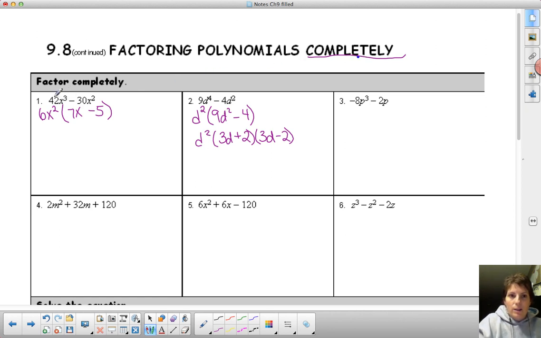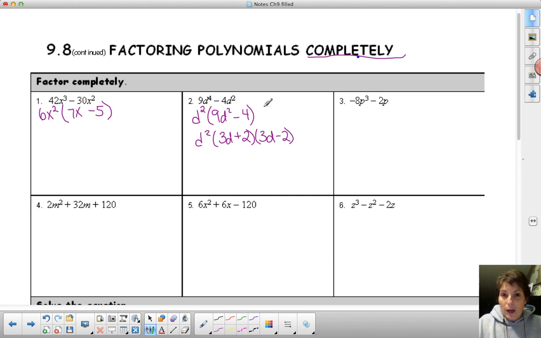In number 1, 42x to the third minus 30x squared. Well, the x squared stands out, and 42 and 30, the biggest number they're both divisible by is 6. So 6x squared is my greatest common factor. I start my parentheses, and this time I end up with 7x minus 5, and close my parentheses. So this problem is only a GCF problem.